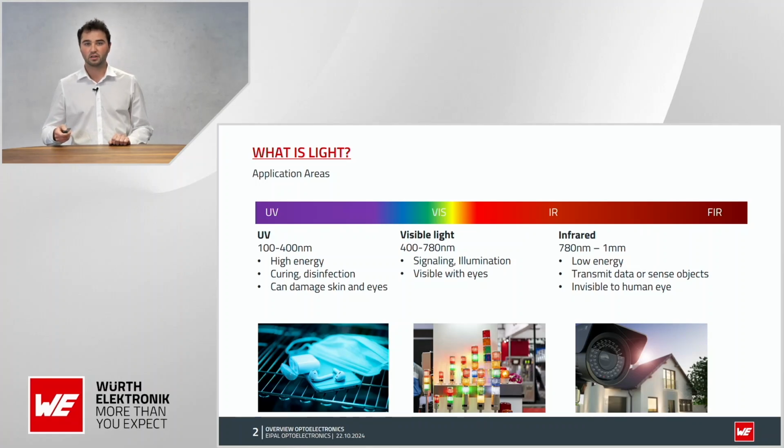On the other hand, if you go to much larger wavelengths, you end up in the infrared region. There, every single photon has less energy, but the light is still invisible. This wavelength range, the infrared, is very useful to transmit data or sense objects. First, it has lower energy, so it's not so dangerous for the eyes. And second, it's invisible to the human eye, so no one gets annoyed when you have an optical sensor that is sensing something with infrared.